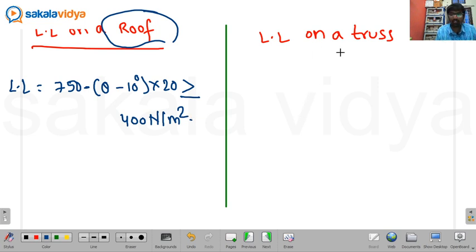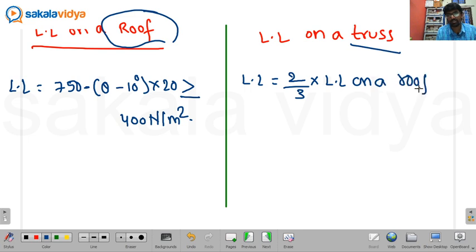Whereas the live load on a truss is equal to 2/3 times of live load on a roof. Both the formulas are different. For roof, it is 750 minus (theta minus 10 degrees) into 20, whereas the live load on a truss is nothing but 2/3 times of live load on the roof.